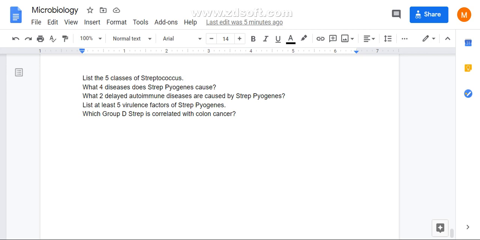And the other two now is strep viridans. And strep pneumococcus, strep pneumonia. Strep pneumococcus or pneumonia, whatever you want to call it. So those are the five classes of streptococcus.